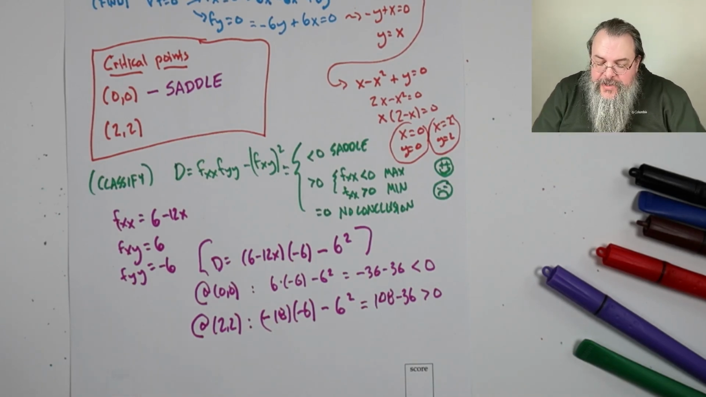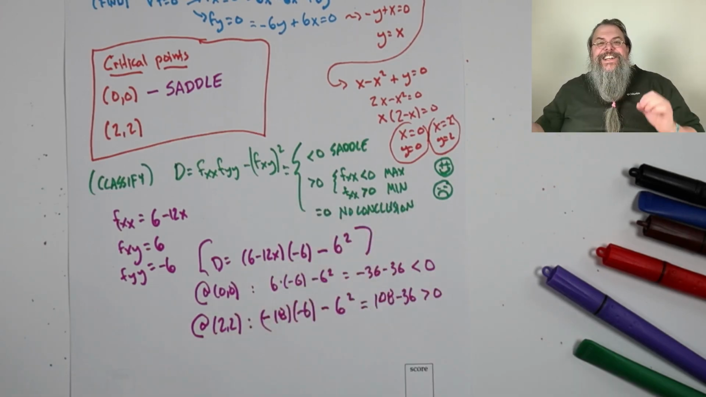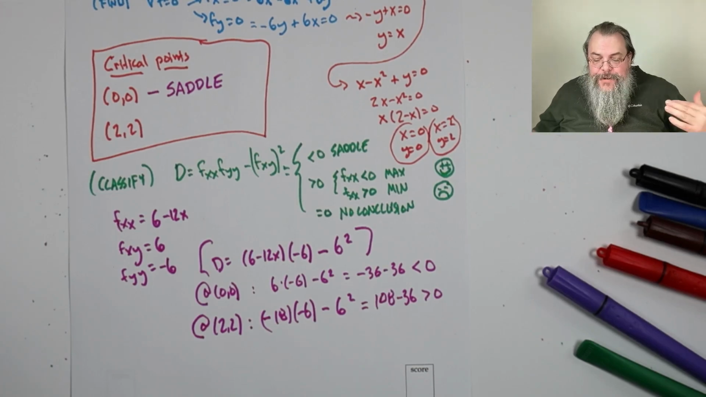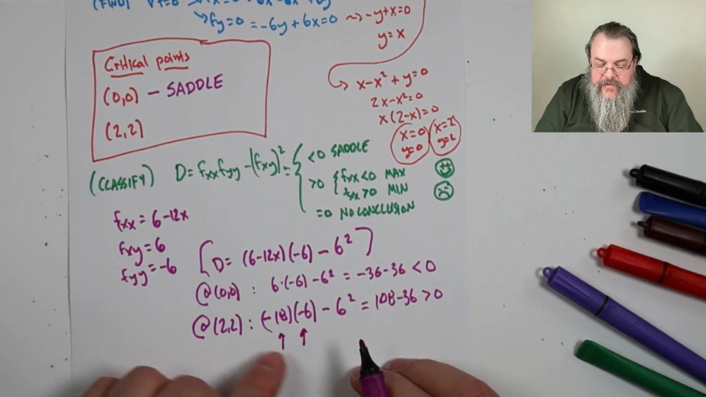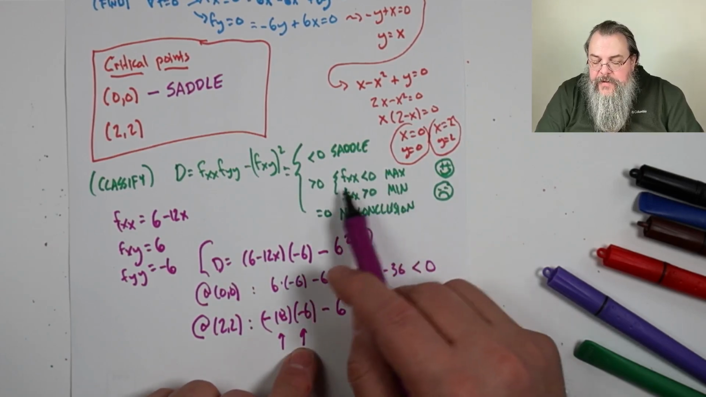All right, now, what does that tell us? It tells us more work, right? Because when it's positive, it's a max or a min, but you have to know which one. And for that, you look at the signs. You can look at either fxx or fyy. So there's fxx, there's fyy. Here, we wrote down fxx.